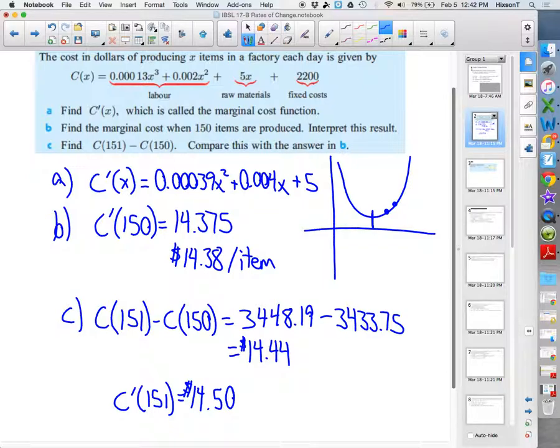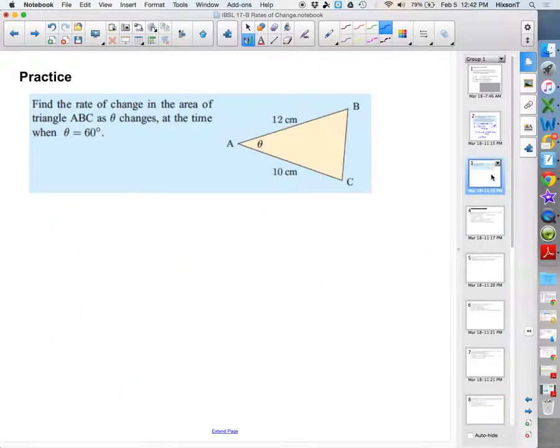All right, let's look at one other one here. We're looking at a change in area. How quickly is this triangle growing in area as our angle theta changes?